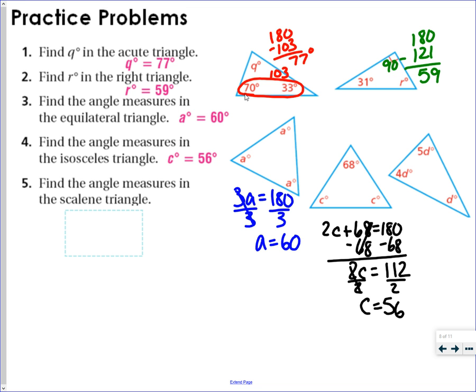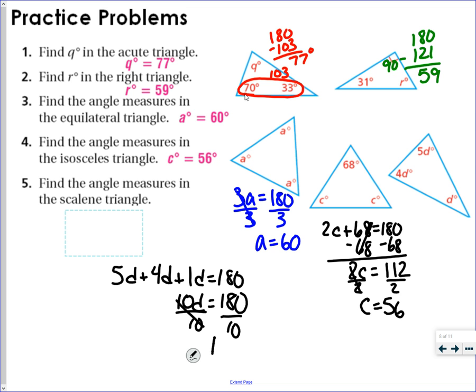And number 5, I have variables in all three angles. So, let's do that over here, I would have 5D plus 4D plus 1D equals 180, which would be 10D, so D is going to be 18. So that means that this angle right here is going to be 18. 18 times 4 is 72 degrees, and 18 times 5 is actually 90 degrees.